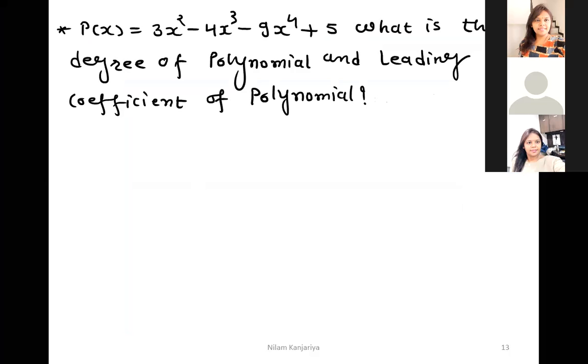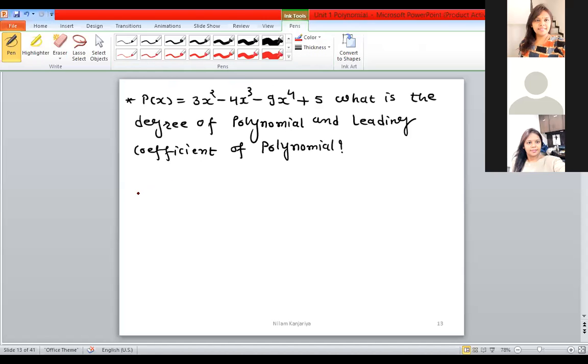Leading coefficient means the number multiplied with the highest power is called the leading coefficient. Okay, the meaning of the leading coefficient is: the variable which has the highest power, that coefficient is known as the leading coefficient. So first of all, tell me the power, tell me the degree. Anyone have an idea what the degree is?